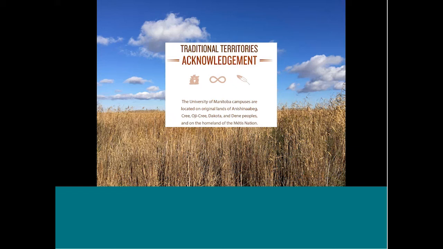So before I begin, I'd like to acknowledge that the University of Manitoba, which is where I'm based, is located on the original lands of the Anishinaabe, the Cree, the Oji-Cree, the Dakota, and the Dene peoples, and on the homeland of the Métis Nation. I also acknowledge that Manitoba includes lands that are original homes of the Inuit. I respect the treaties that were made on these territories. I acknowledge the harms and mistakes of the past and present, and I dedicate myself to moving forward in partnership with Indigenous communities in a spirit of reconciliation and collaboration.